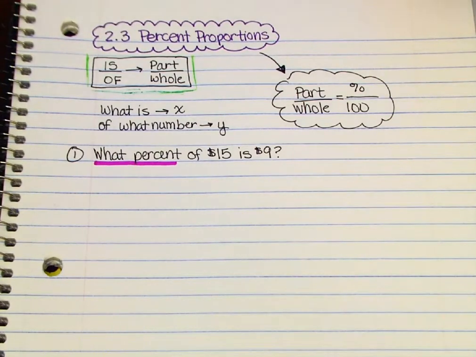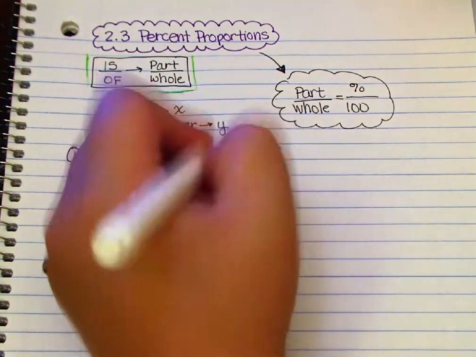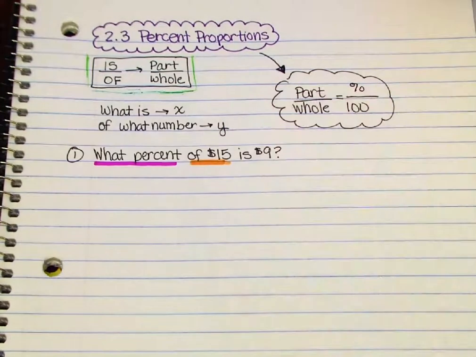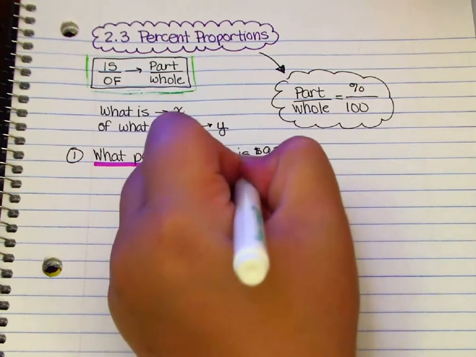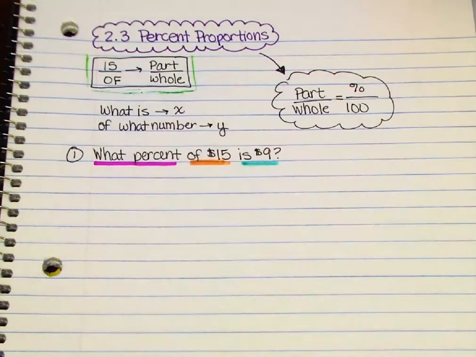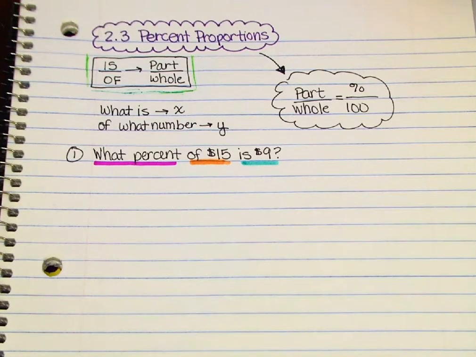Actually, let me grab some markers, hold on. Okay, we have our "of" 15, so it tells us what the "of" is. And then we want the "is" 9. Okay, so this just breaks it down. If you underline it in colors or highlight it, it tends to work really well. So now we're going to set this up.